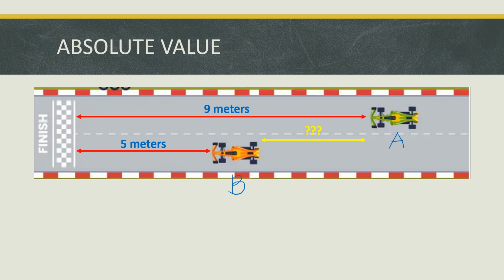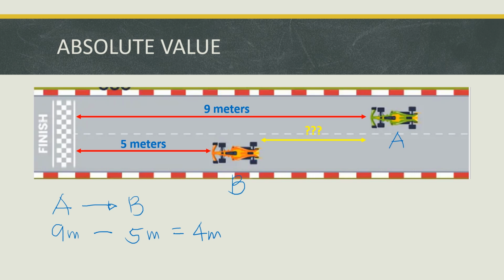Whether we're going to get the distance from car A to car B or from car B to car A, we will still get the same value. Let's say we're going to get the distance from car A to car B. Car A is 9 meters away from the finish line. Then get the difference to car B, which is 5 meters away from the finish line. Then 9 meters minus 5 meters is 4 meters. That means that car A still needs to pass 4 meters to surpass car B.